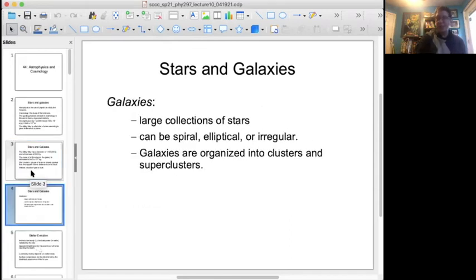So galaxies are large collections of stars. The shape can be spiral, elliptical, or irregular. The Milky Way is an example of a spiral galaxy, as is the Andromeda Galaxy. Galaxies are organized into clusters and superclusters. The distribution of galaxies in space is not uniform. The galaxies tend to be grouped in clusters or in bunches.